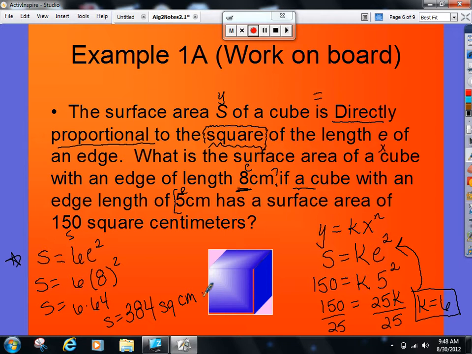Okay, I hope that makes sense to you. You'll get better, lots of practice. Again, in a nutshell: write the equation, fill in with the variables, figure out what k is, use k to rewrite the equation, answer the question.